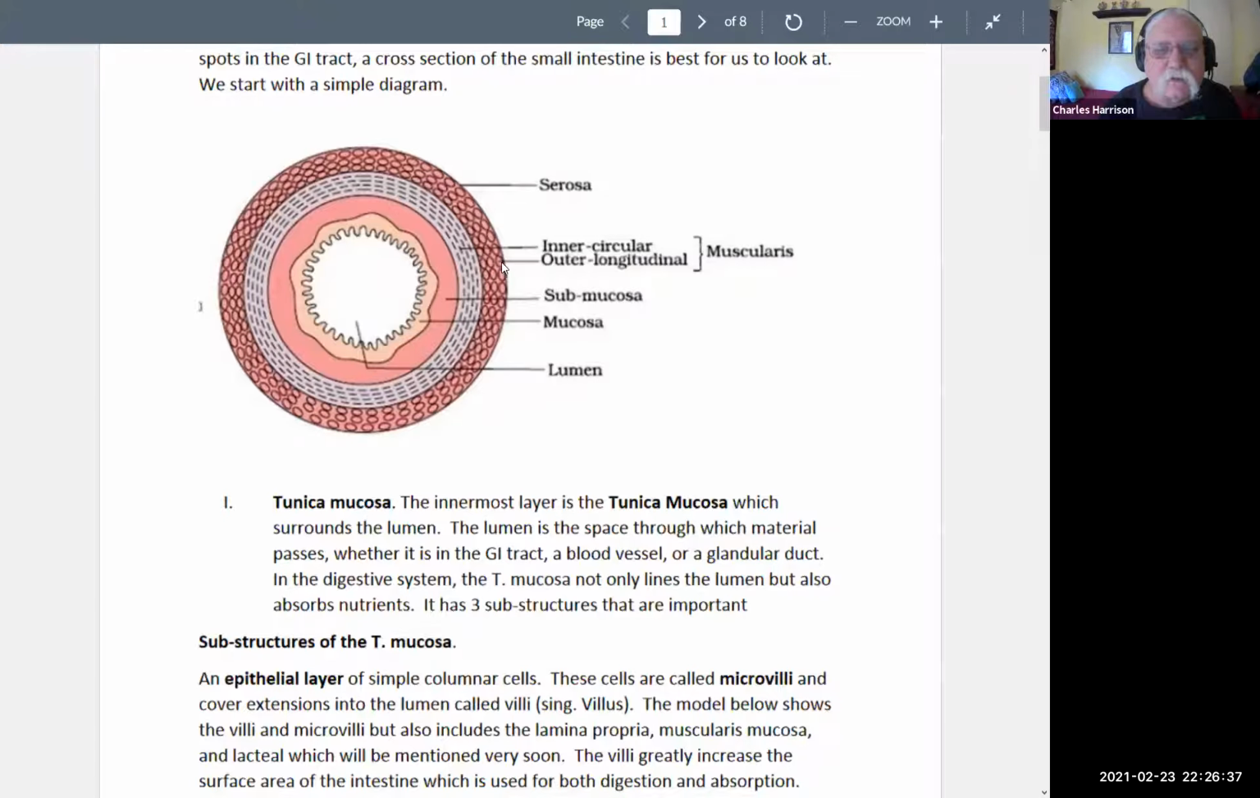The outer layer is longitudinal muscle coming out towards you. The inner layer is circular muscle. But both of them together make up one layer called the tunica muscularis. It's kind of hard sometimes to keep it straight. The outer layer is longitudinal muscle. The inner layer is circular muscle.